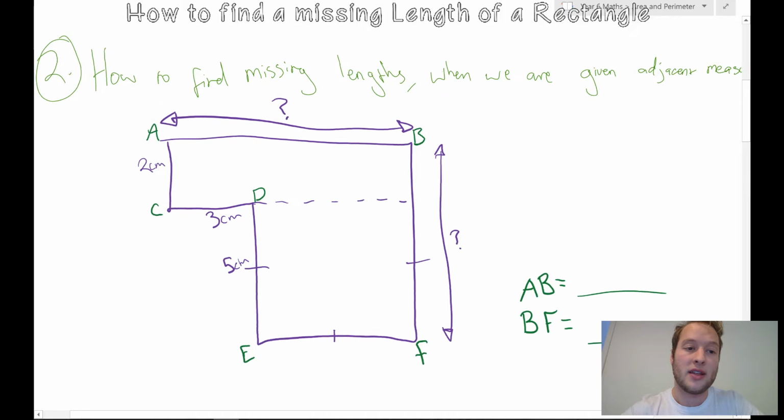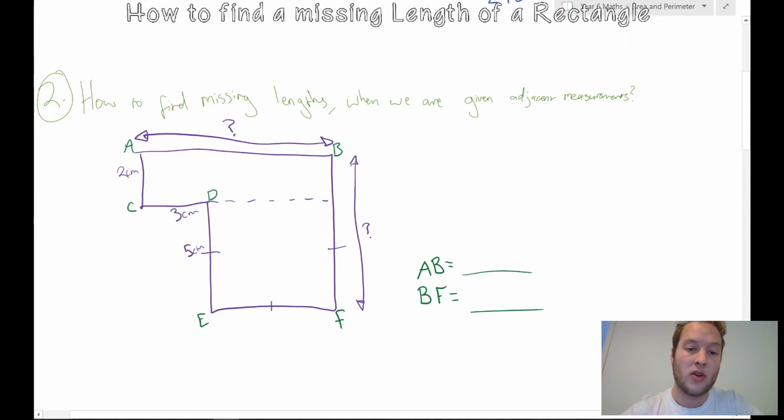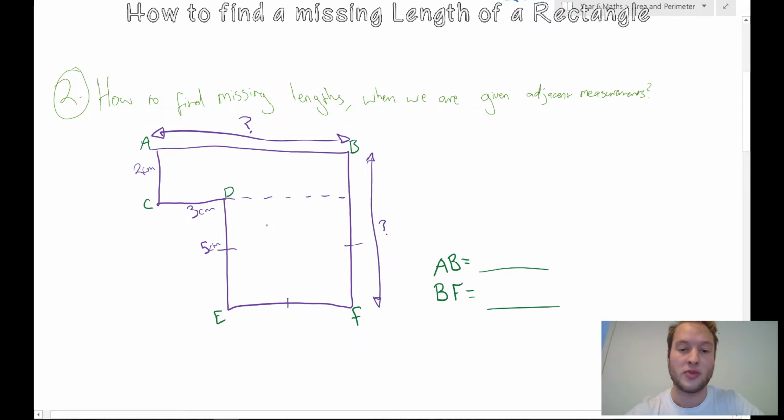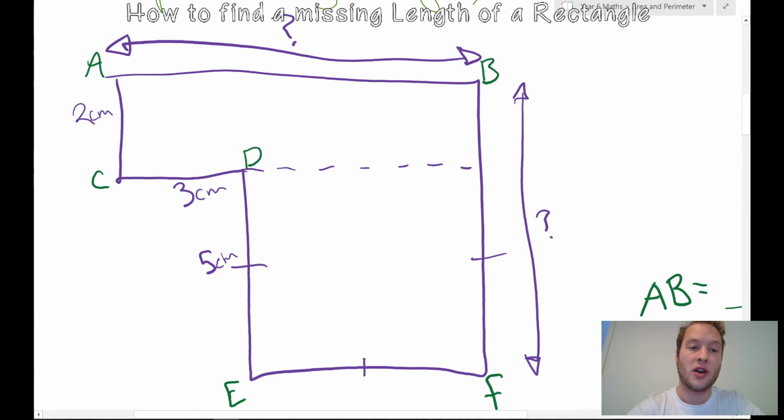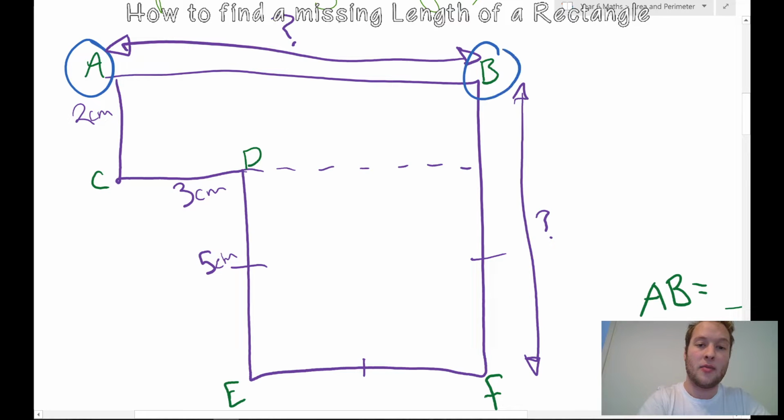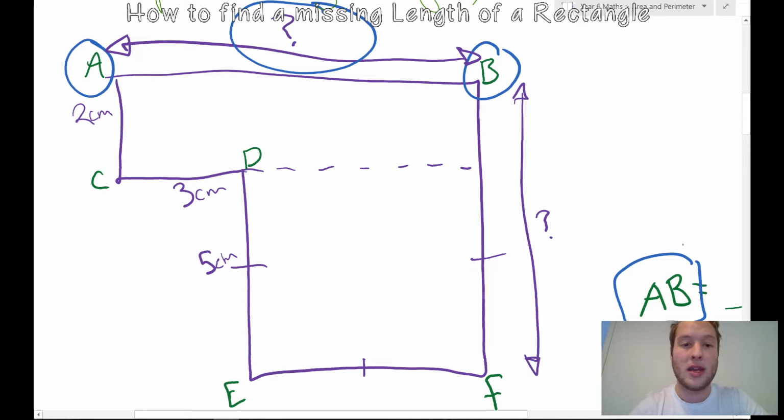So let's go down here. This question is saying, all right, we've got a weird looking shape here. We've got 2 paddocks put together. What do we do if we have missing lengths here? What I can call this measurement right here is A to B, or AB, because it's the measurement between the two. So I want to solve what that question mark is right there.